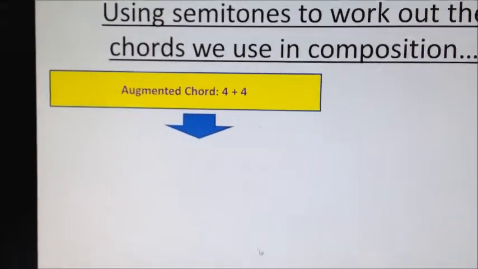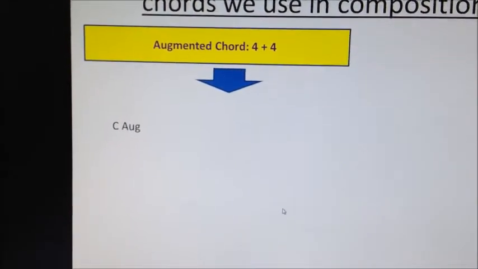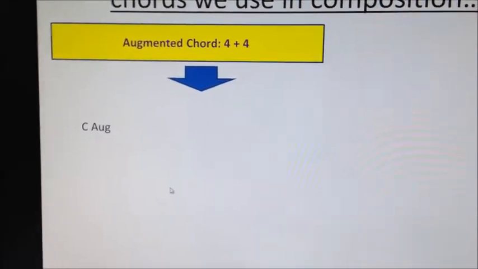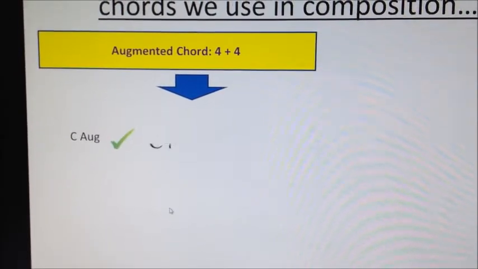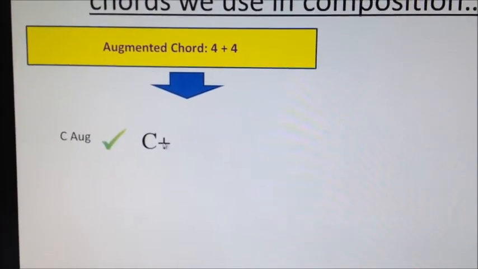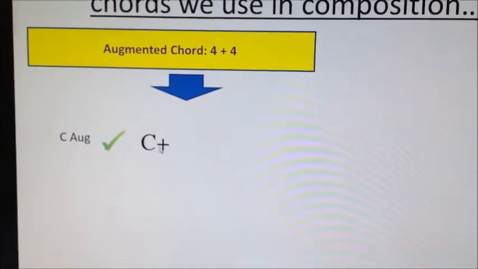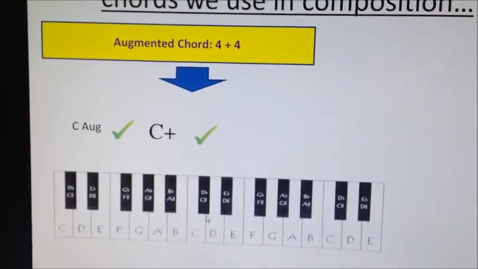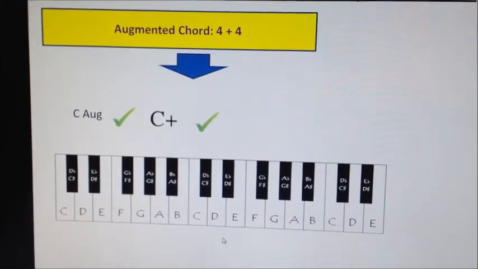Let's look at augmented. 4 plus 4. You could write it like that, C with an AUG, representing of course augmented. It's also written probably more commonly with a plus sign. In fact, these two are used evenly. So that's how to write the symbol if you're writing down the chord on top of a lead sheet.